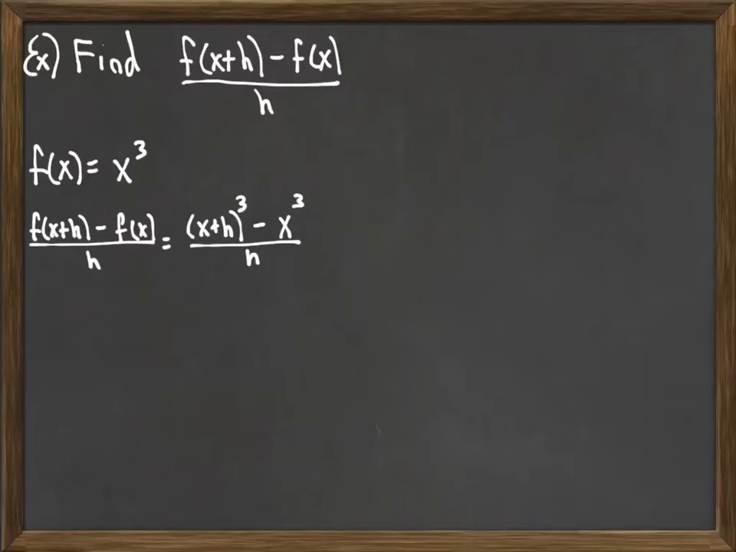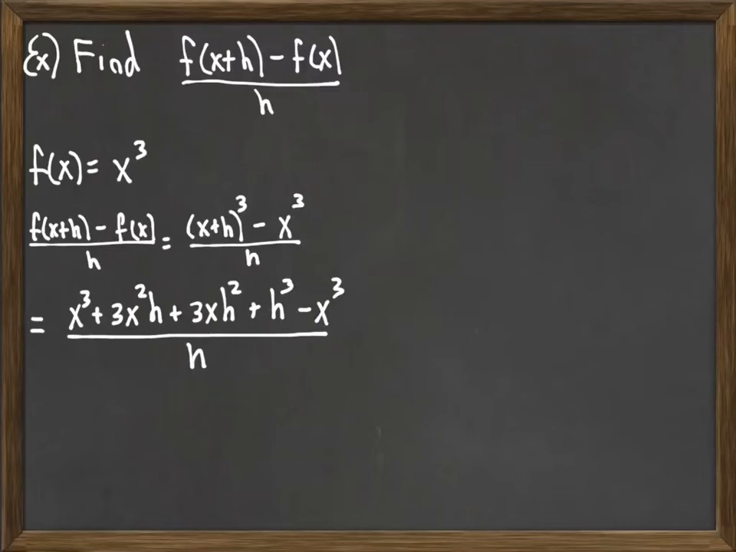Now, to compute x plus h to the third, you might recall in the past learning something called the Binomial Theorem. If you remember that and how to use it, you could use that. Otherwise, you would need to multiply out x plus h times x plus h times x plus h. I'm going to save us a little bit of time and tell you what happens when you multiply those out. You will get x cubed plus 3x squared h plus 3xh squared plus h cubed, and of course that's still minus the x cubed, all over h.